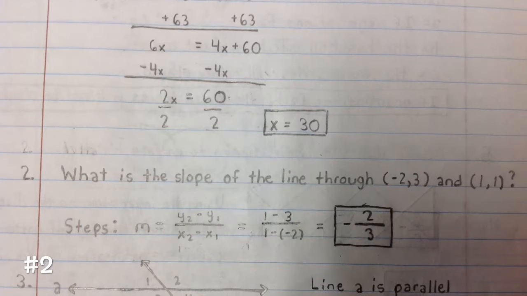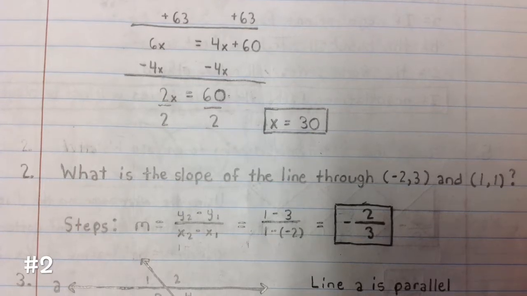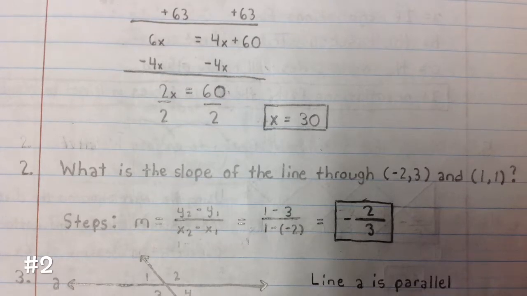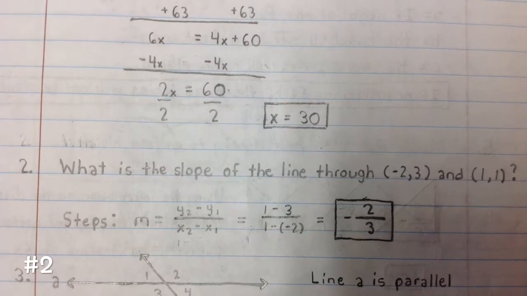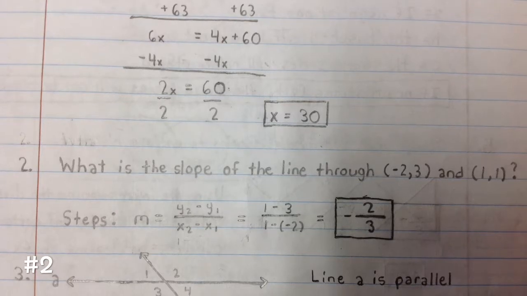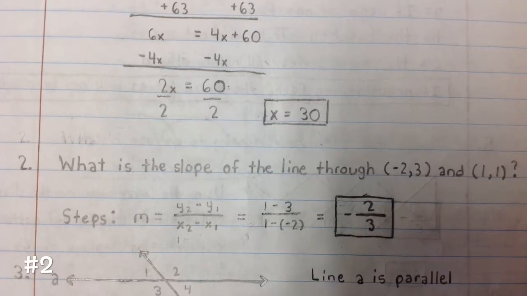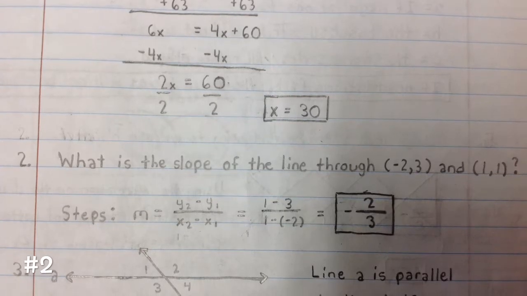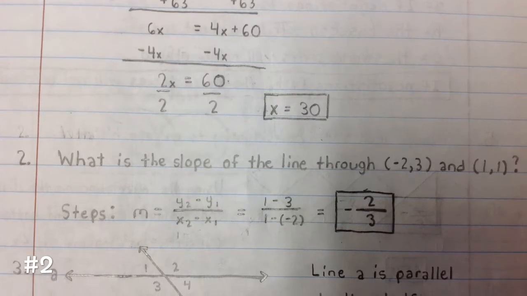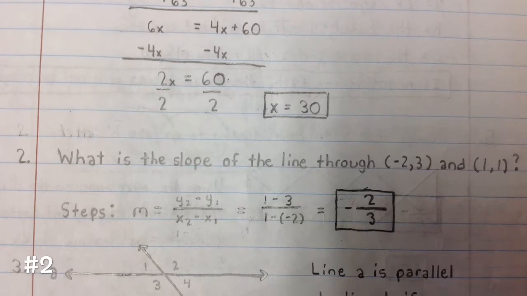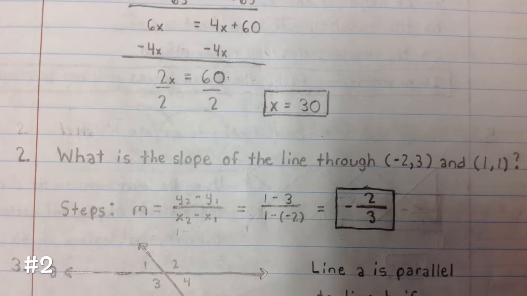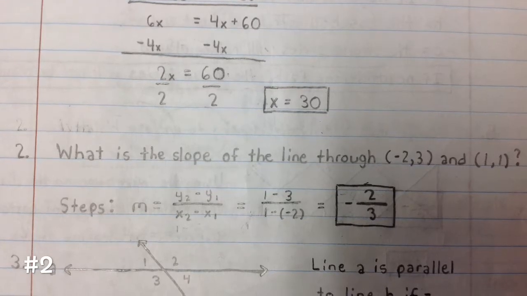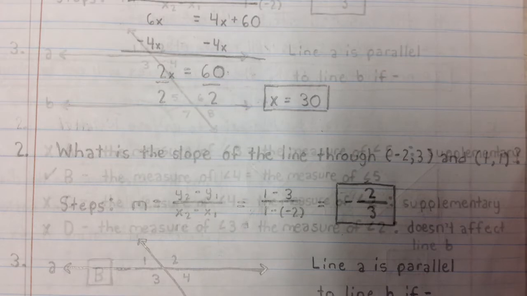So for number 2, we have to find the slope through line -2, 3, and 1, 1. So to do that, we have to use the slope equation, which is y sub 2 minus y sub 1 over x sub 2 minus x sub 1. So we plug that in with 1, 1 being the x and y sub 2, and -2, 3 being the x and y sub 1. So it would be 1 minus 3 over 1 plus 2, and we get -2 over 3.